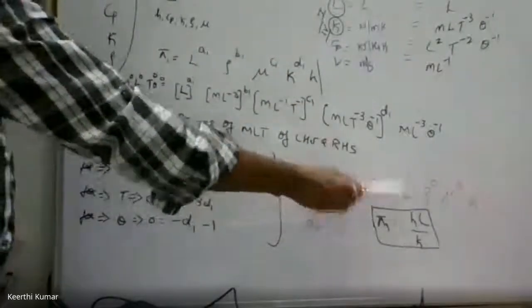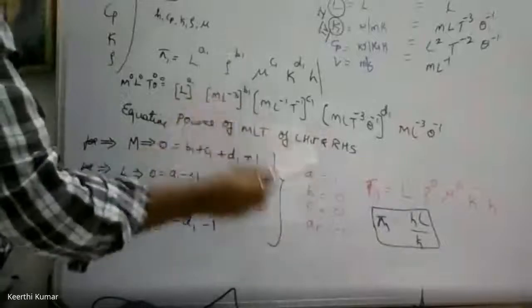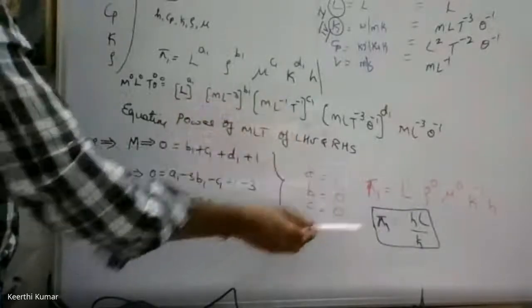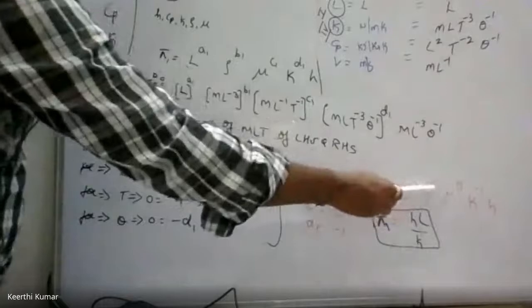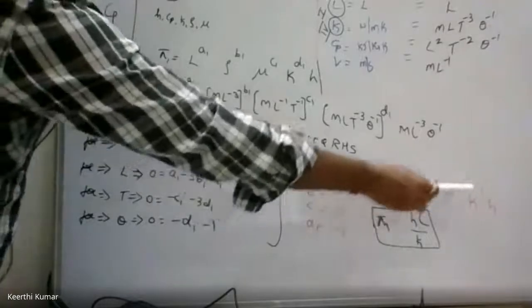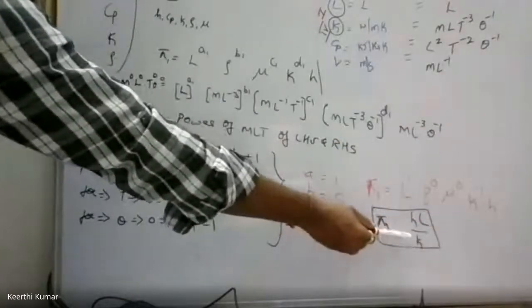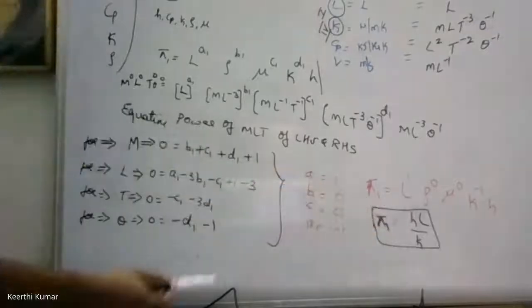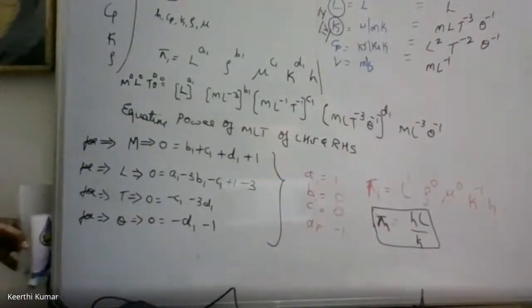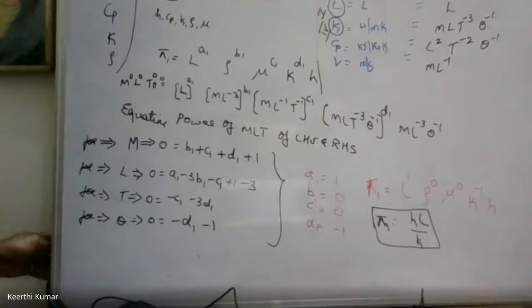Pi 1 is equal to L to the power of a1, where a1 is 1, b1 is 0, c1 is 0, d1 is minus 1. So I wrote this as it is. Then simplify this. I'll cancel off these two. K, I take it below, and then h into L by k. That is pi 1. Okay. Clear?